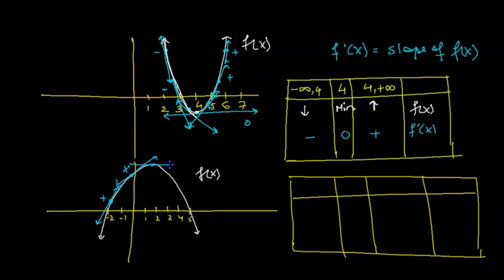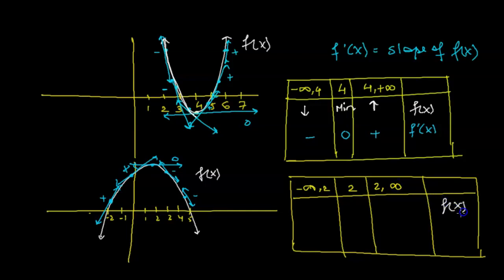Exactly at the vertex, we see a zero slope. Past the vertex is a negative slope. Further down, a negative slope. We can again fill up this table. Here we have the interval from negative infinity to 2. Then at 2, we're going to write down what happens. Then after 2, that is 2 to positive infinity.